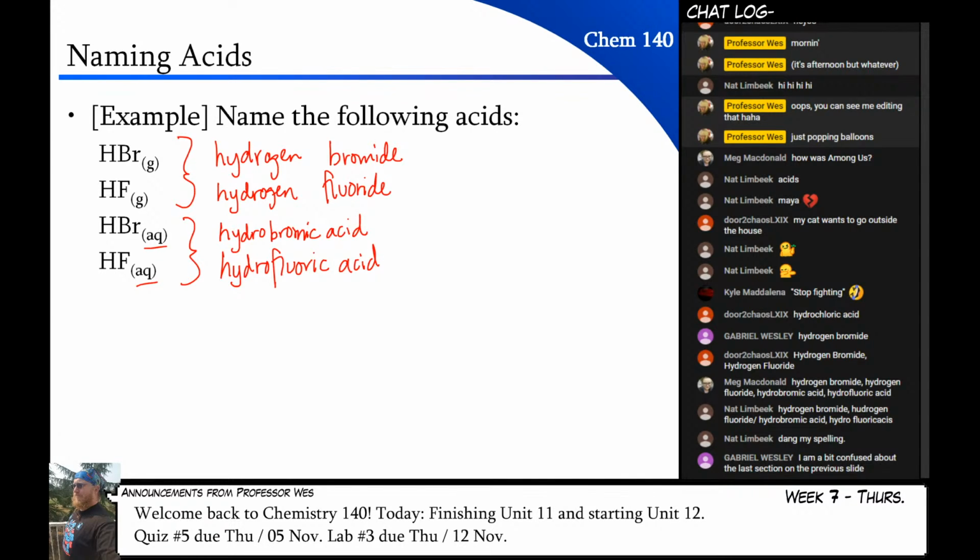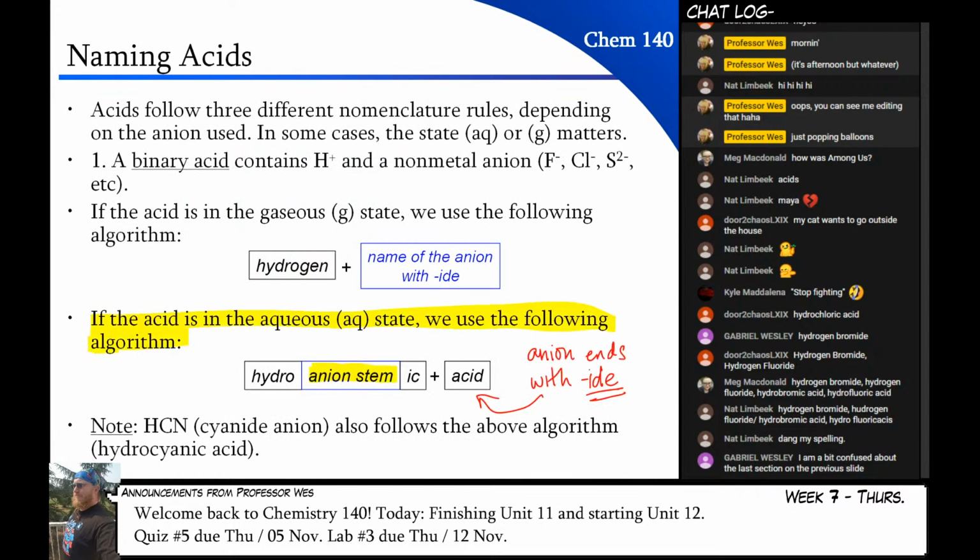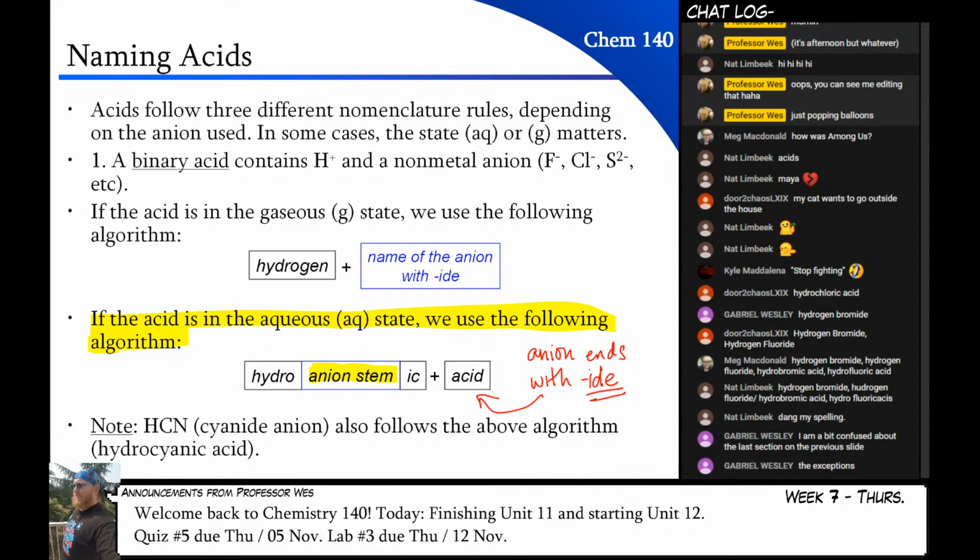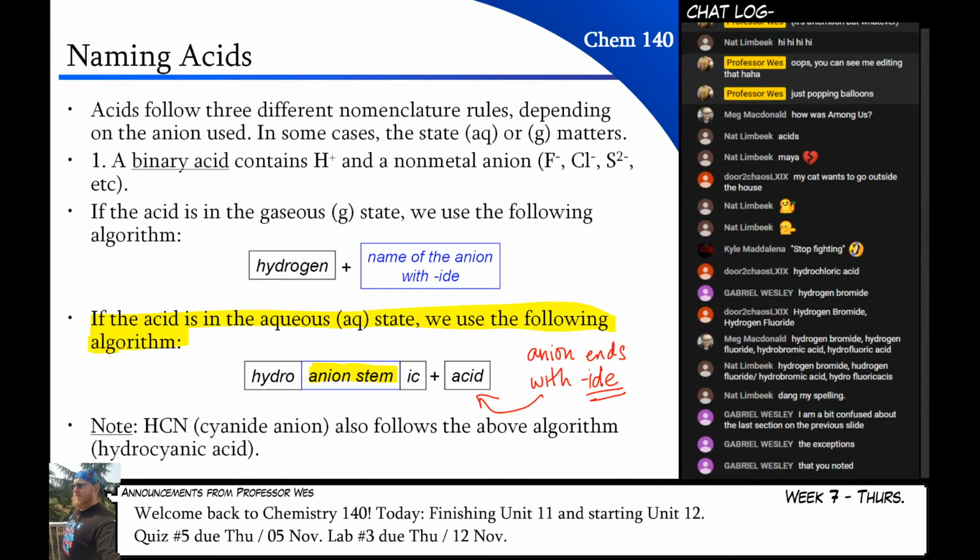There's confusion on the last section on the previous slide, so let's go back to the previous slide. What was your question here? The exception. So HCN is really the only exception here.